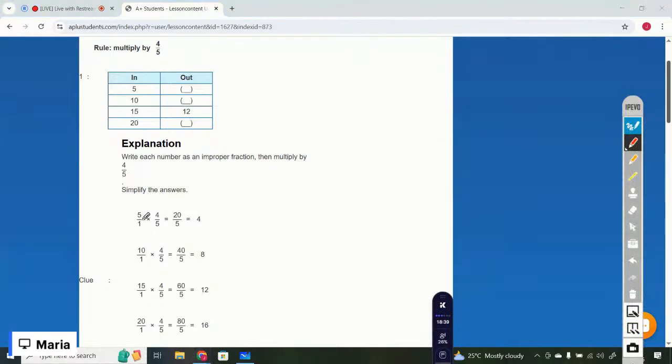First one is 5. 5 times 4 by 5. The denominator of 5 is 1, so just do 5 times 4. 5 times 4 is 20. 20 by 5 is 4. So the output is 4. Now multiply the second one. 10 times 4 is 40. 40 over 5 is 8. So the second one is 8.